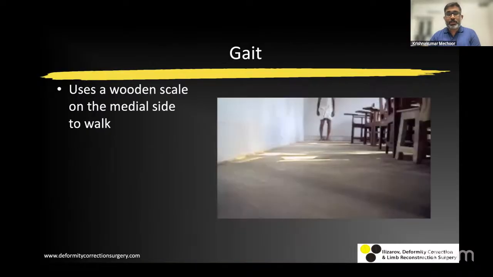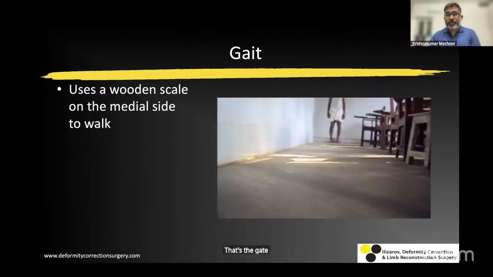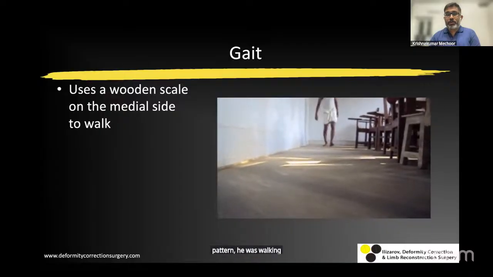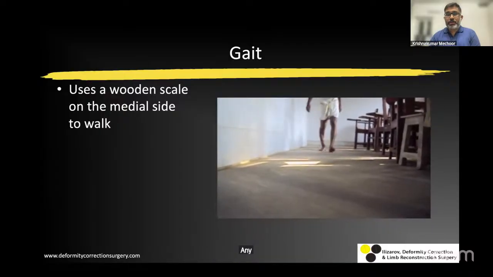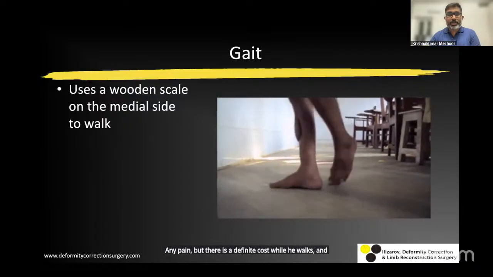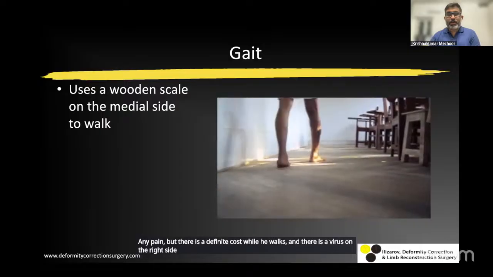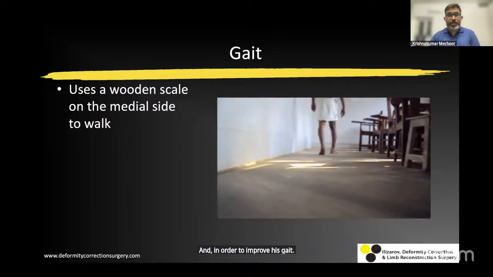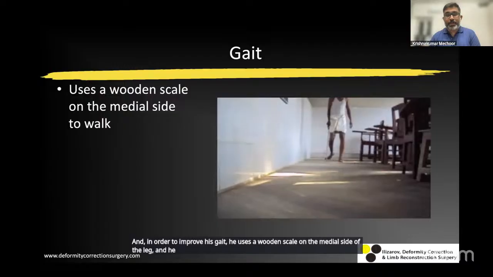So that's the gait pattern. He was walking without any pain, but there is a definite thrust while he walks, and there is a varus on the right side. In order to improve his gait, he uses a wooden scale on the medial side of the leg and ties it with a crepe bandage.